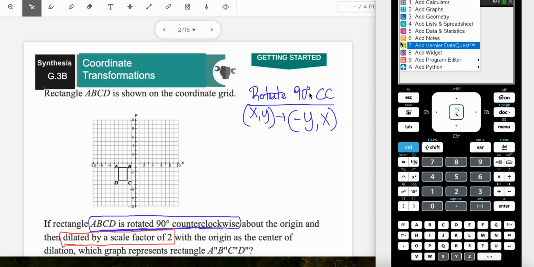All right. And then what does it mean to dilate by a factor of 2? To dilate by a factor of 2 means that you're going to take the coordinates and multiply them by 2. So let me show you what I'm speaking of. Where it says dilate by 2, you're going to take the coordinate x, comma, y. And you're going to take the x coordinate and multiply it by the number 2. Then the y coordinate, you're going to multiply by the number 2.